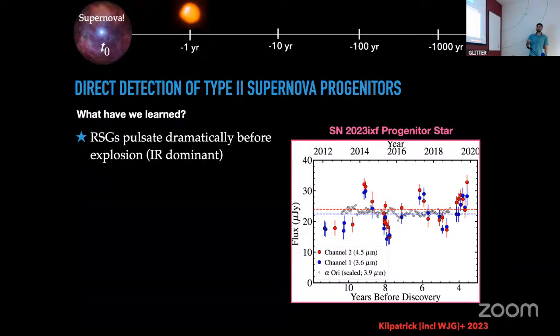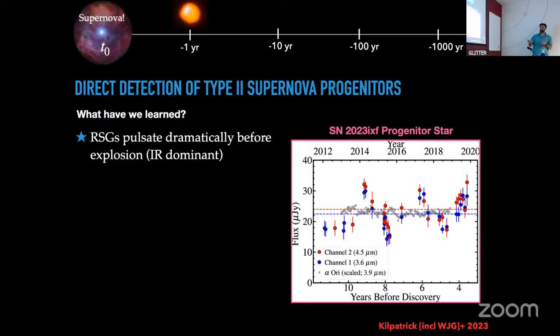Well, one of which is that they pulsate very dramatically in the last decade before they explode. Red supergiants already are known to pulsate. This is the light curve in gray of Betelgeuse. Betelgeuse has a pulsational period. It might even have a couple overtones because it has a binary. But its general mode of pulsation is pretty dramatic.